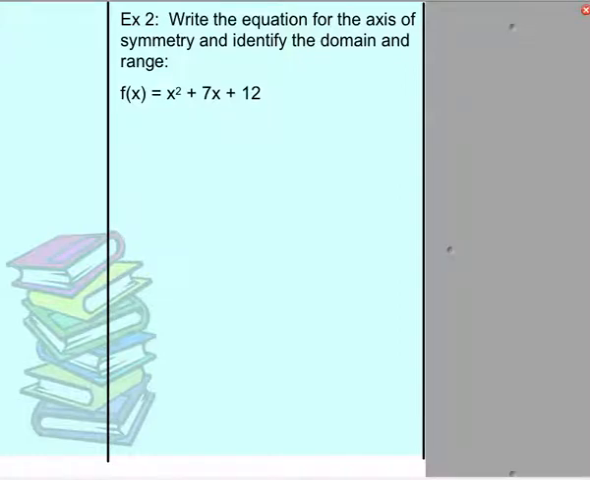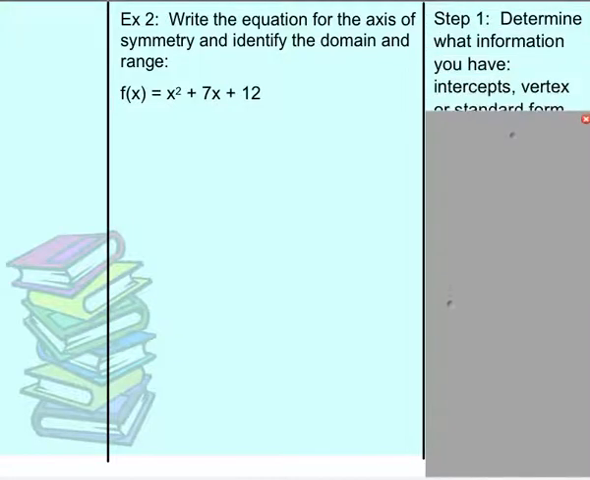Okay, so now we're going to take a look at writing the equation for the axis of symmetry given an equation as opposed to a graph. So again, the first thing that we want to do is figure out what information we have. Do we have the intercepts, do we have the vertex, or is it in standard form? This time it is in standard form. If you don't see any parentheses, that kind of gives you a clue that you're in standard form.